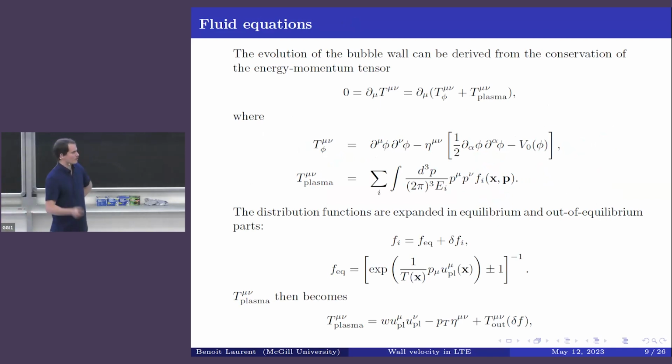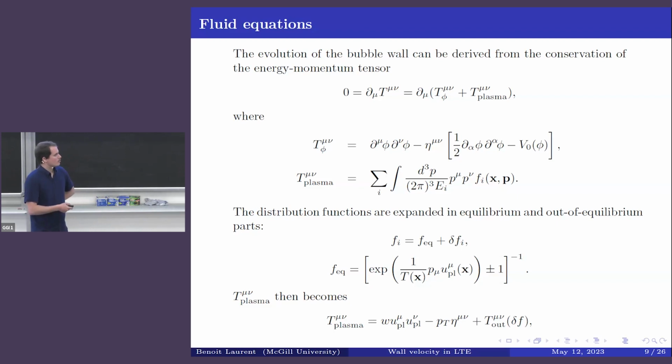So this is some very basic physics. We just need to include all the contributions that act in the phase transition. So we have, of course, the contribution from the scalar field, which is just the usual energy momentum tensor for a scalar field. And of course, you also have some contribution from the plasma, where we have to sum over the distribution function of all the species in the plasma.